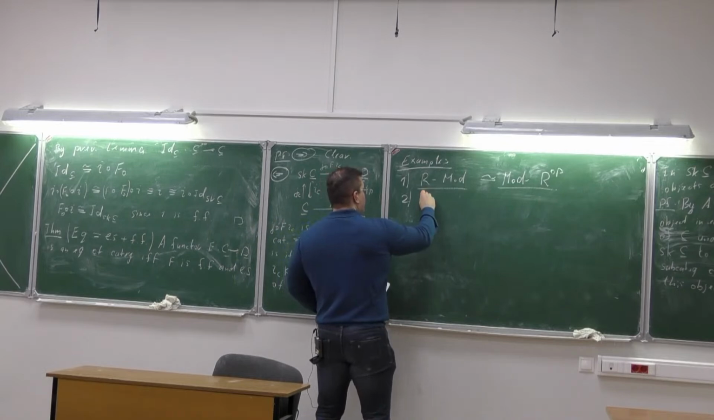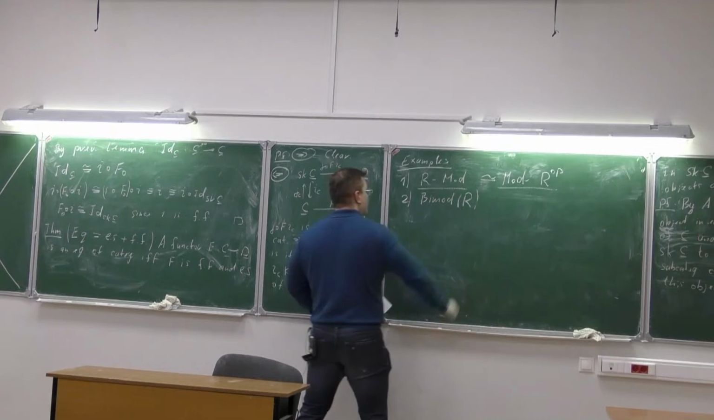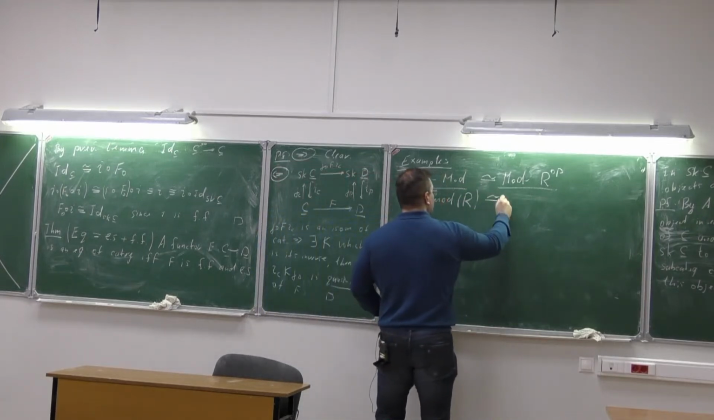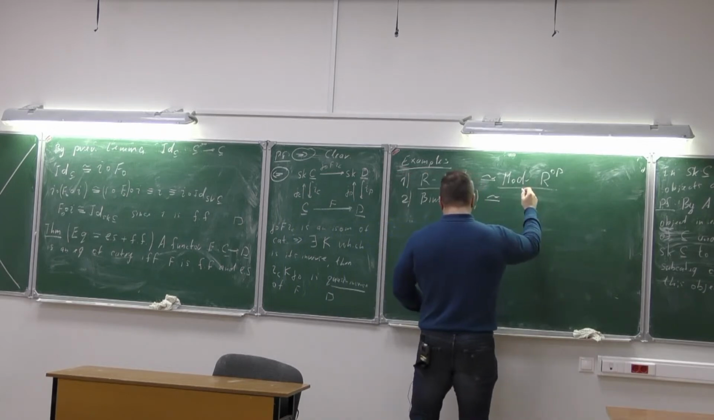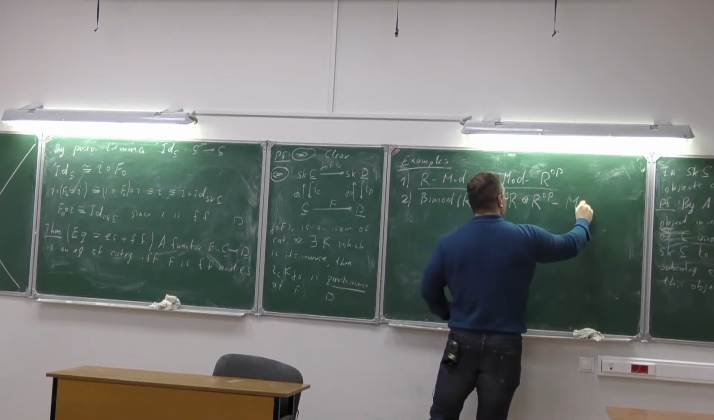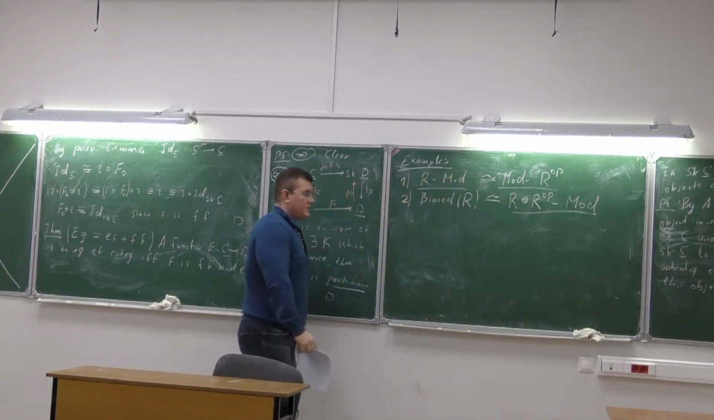You take bimodules of a given non-commutative ring R, and you can identify the category of the bimodules with the category of the modules, say left modules, but it's not really important. You can as well take right modules. So left modules over the R, then the product with the R opposite.